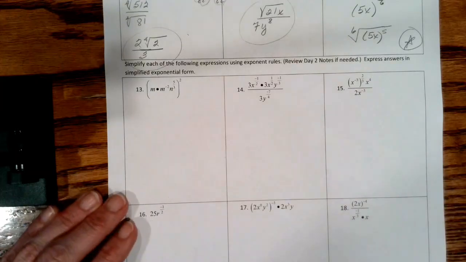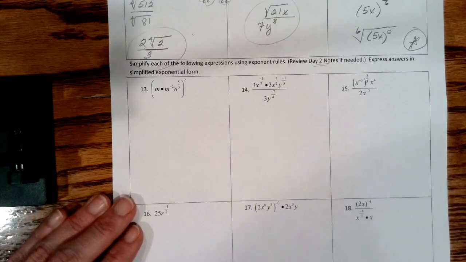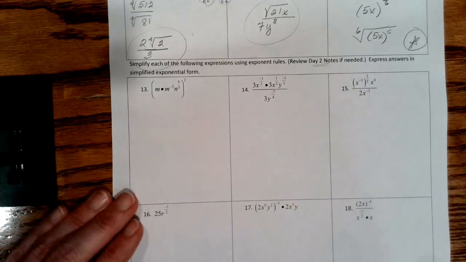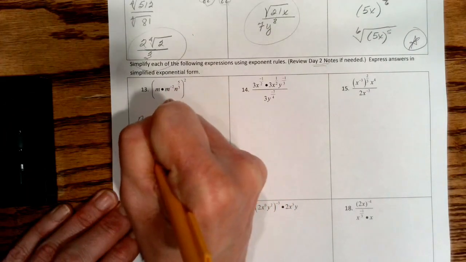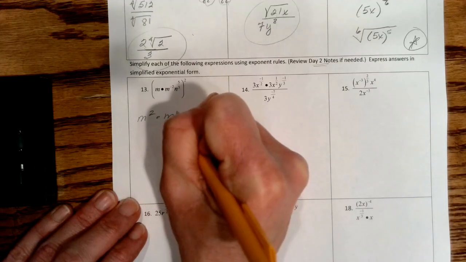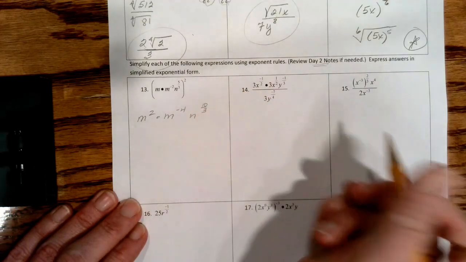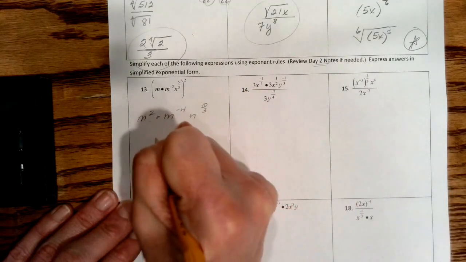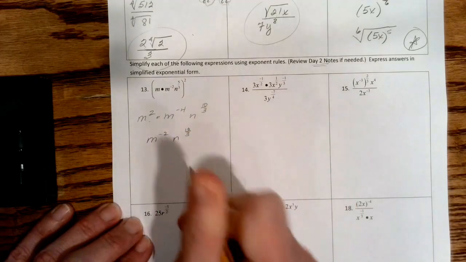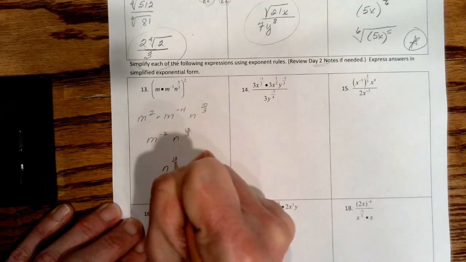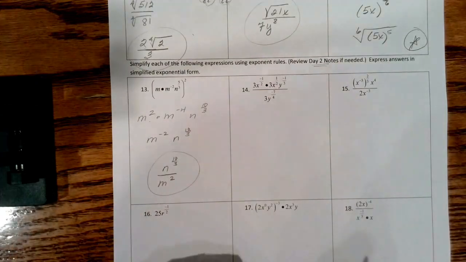Okay, simplify each of the following expressions using exponent rules. Here's a review of day 2 notes. Put answers into simplified exponential form. All right, we're going to share this out to each factor. So that makes m squared times m to the -4th times n to the 10/3 power. Same base add is going to give me m to the -2, n to the 10/3. So n to the 10/3 stays up, m squared goes down.